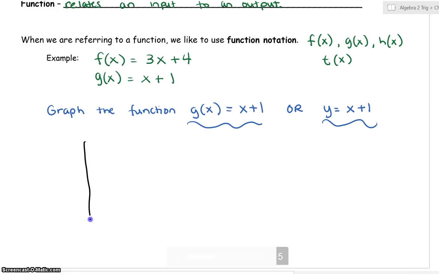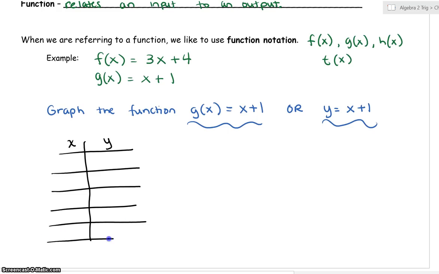So I'm going to make a table of values. So here are the x values and the y values, and I'm going to select the x values, and I'm going to try to do ones that aren't too far away from 0. So I'll start with negative 2, negative 1. We'll also test 0, 1, and 2, just to stay in the closeness of this graph. And then we're going to go ahead and input the values.